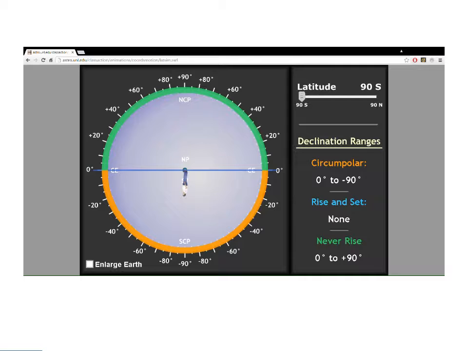The University of Nebraska has a simulator that shows which declination regions of the celestial sphere are circumpolar, which are rise/set, and which are never rise for a given latitude on Earth. We see the regions are divided at two declinations, plus and minus the absolute value of 90 minus latitude for the northern hemisphere viewer, and plus and minus the sum of 90 and latitude for the southern hemisphere.